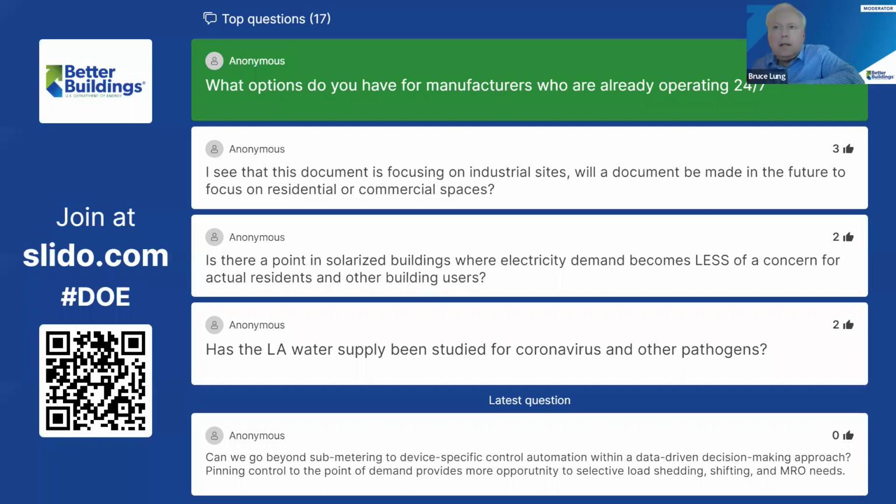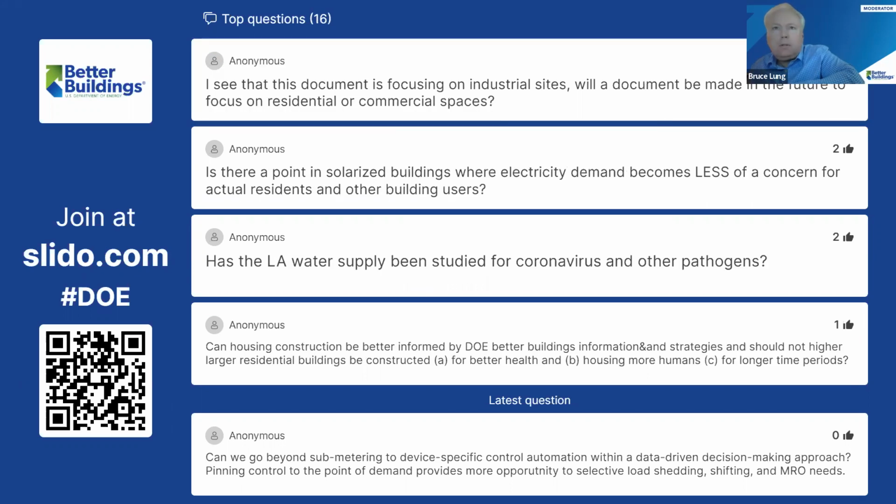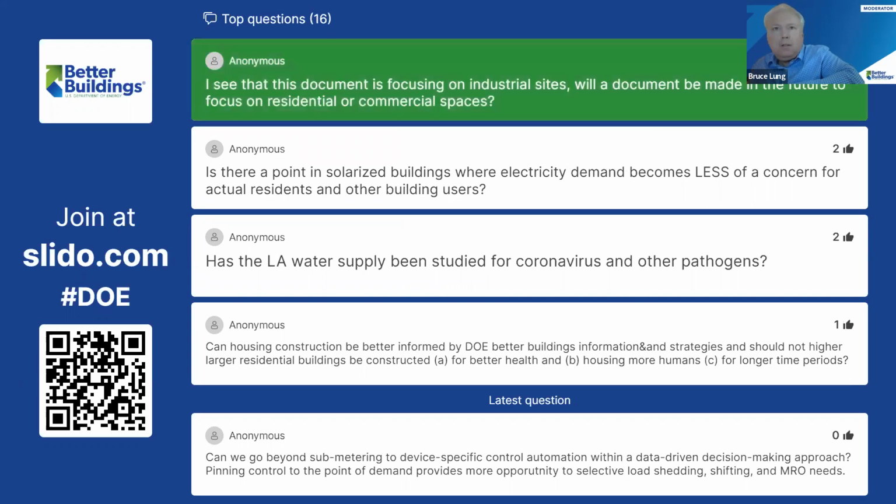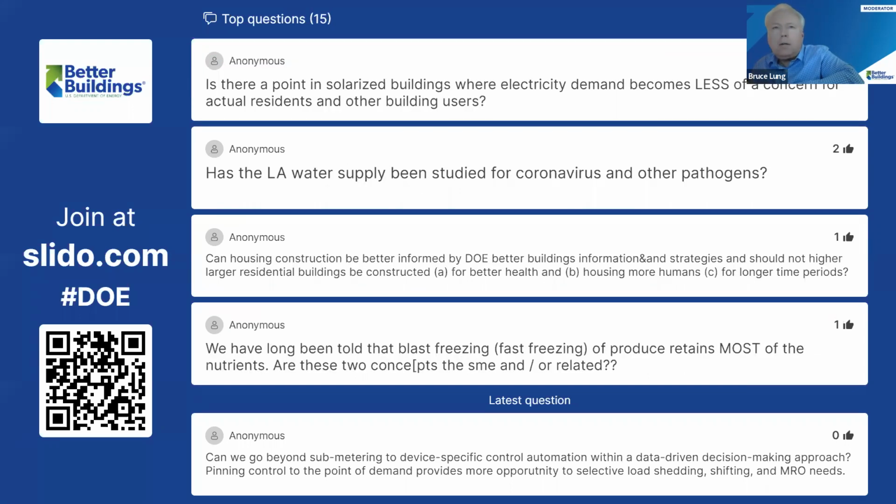Okay, perfect. There's one question here that has been hanging around for a while, asking if a similar document will be made in the future focusing on residential or commercial spaces. Short answer is I'm not sure. I personally think that this would offer a lot of value for commercial and non-industrial end users. So I think we'll take this as a suggestion under advisement and see what we can put together. I'll go ahead and take one last question because I know we're running close to the hour.